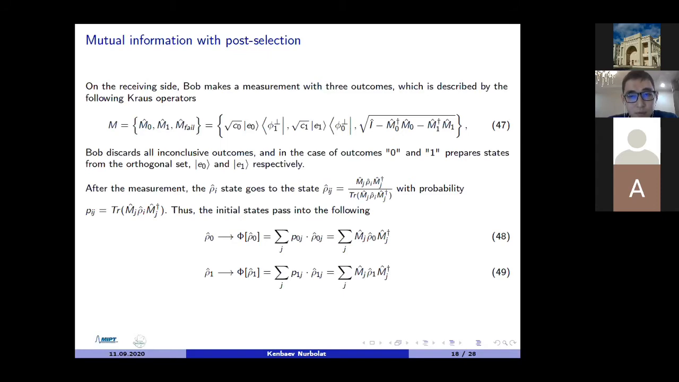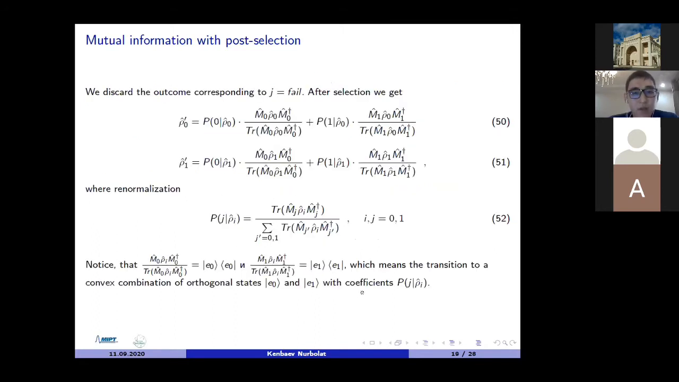These are inconclusive outcomes. After this measurement, the state rho i goes to the state rho i g with probability p i g. Thus, the initial states pass into the following. As I said before, we discard the outcome corresponding to g equal to fail. After the selection, we get the following states, rho 0 prime and rho 1 prime, where the renormalization is given by this formula.